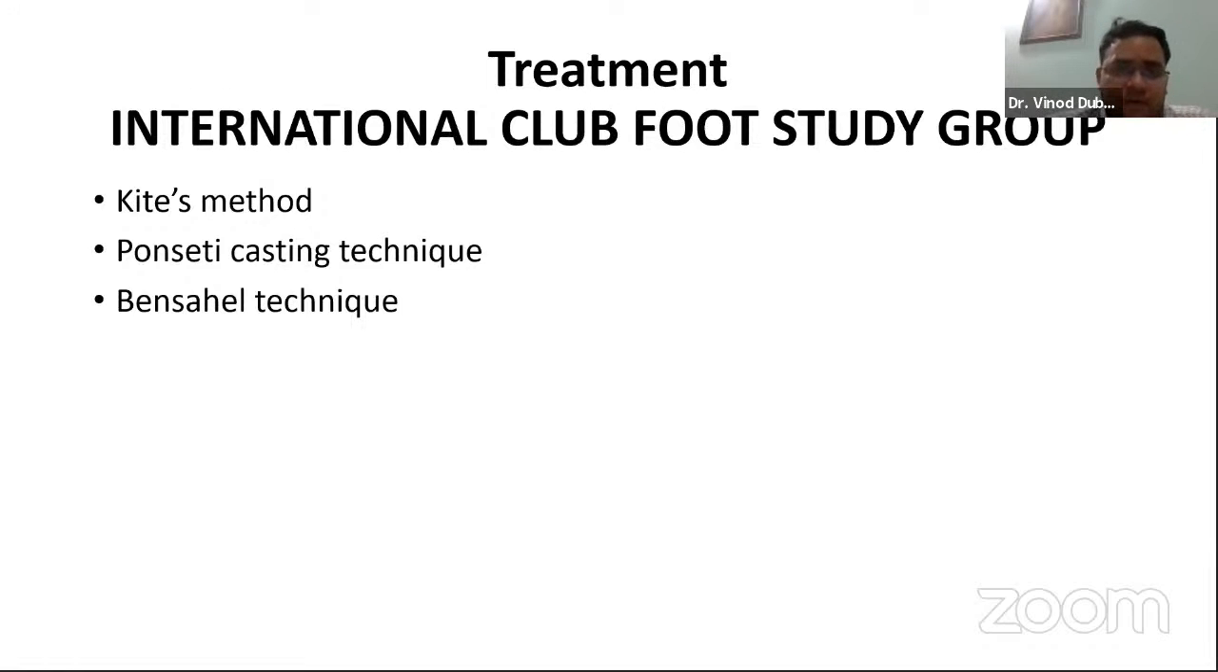And coming to the treatment part, there have been multiple treatments in the last century. Different surgeons in different parts of the world have tried different kinds of treatment for clubfoot. But in 2003, the International Clubfoot Study Group divided treatment into 3 parts. One is Kite's method, second is Ponseti casting, and third is the French technique or Bensahel technique. What we follow in India, and I personally follow, is the Ponseti casting technique. Kite's method, I don't have any experience, and the Bensahel technique I have never seen in my career, in India at least.